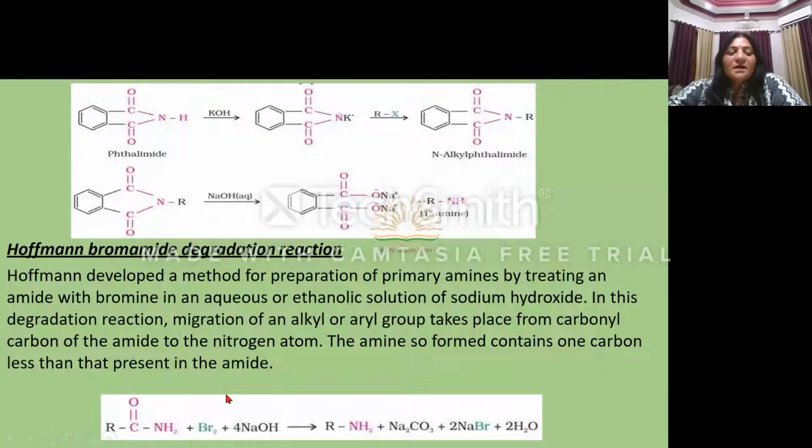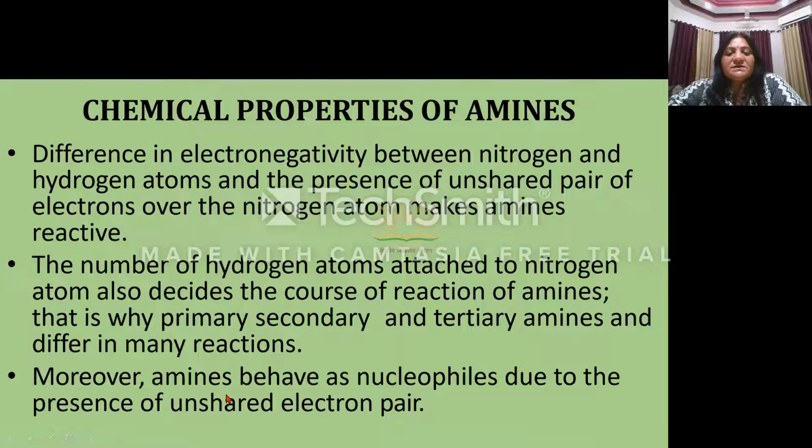Chemical properties of amines. First chemical property: the difference in electronegativity between the nitrogen and hydrogen atoms, and the presence of an unshared pair of electrons over the nitrogen atom, makes amines more reactive. Second, the number of hydrogen atoms attached to the nitrogen atom also decides the course of reaction of amines. That is why primary and tertiary amines differ in many reactions.